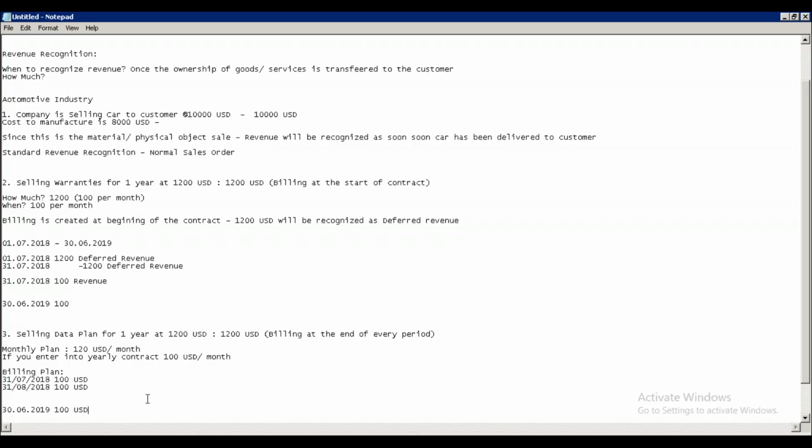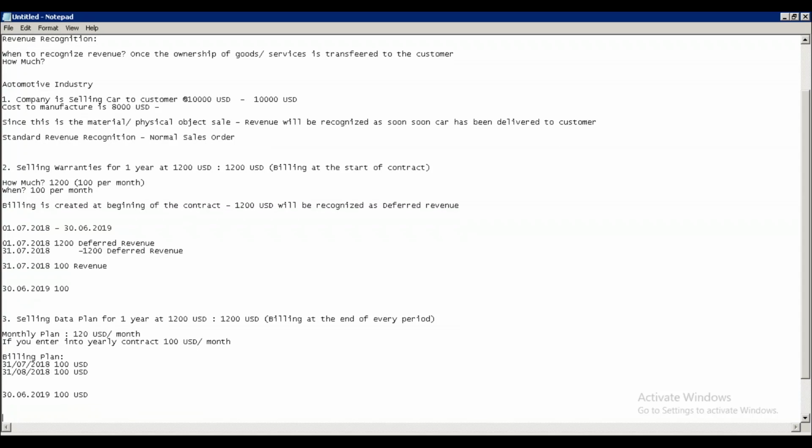Okay, and there can be a fourth. Yes, go ahead, Rohit. We can add one more scenario here where billing will be done at the end of 1 year. I'm coming to that scenario. That is the fourth scenario.